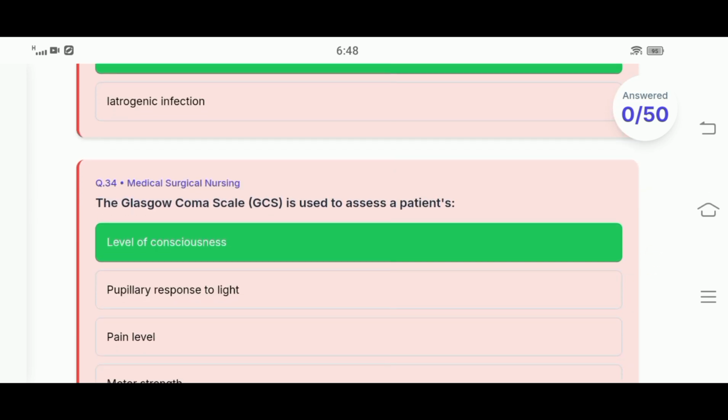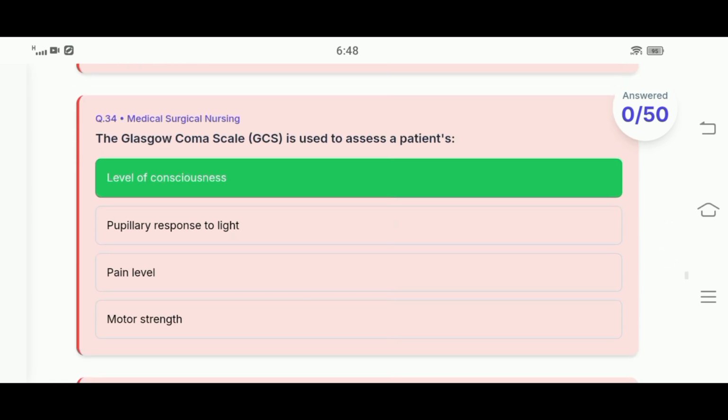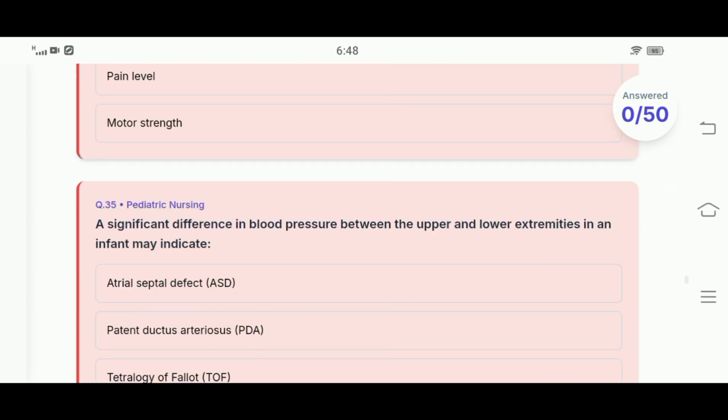34. Medical surgical nursing. The Glasgow Coma Scale, GCS, is used to assess a patient's. Options A. Level of consciousness, B. Pupillary response to light, C. Pain level, and D. Motor strength. Correct answer is A.